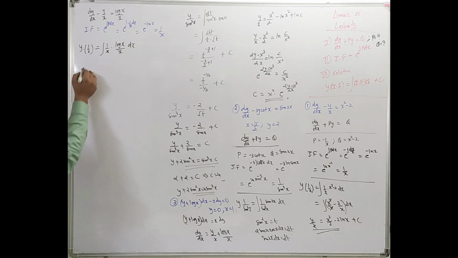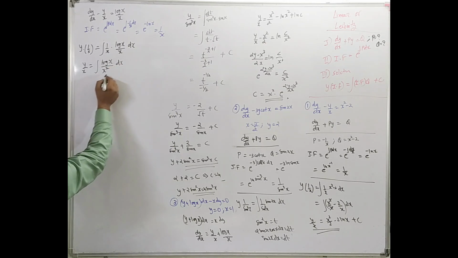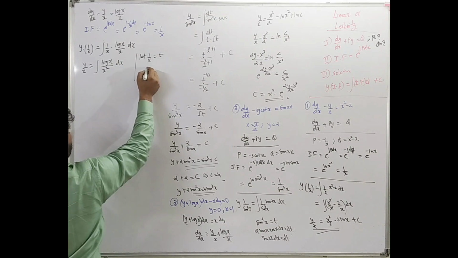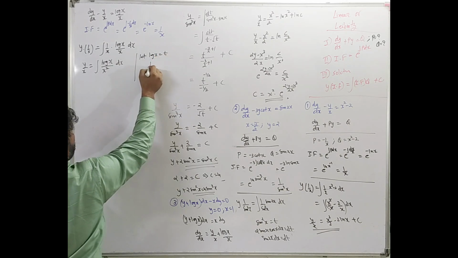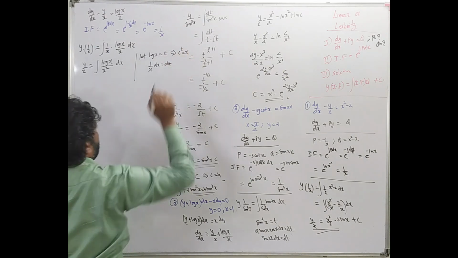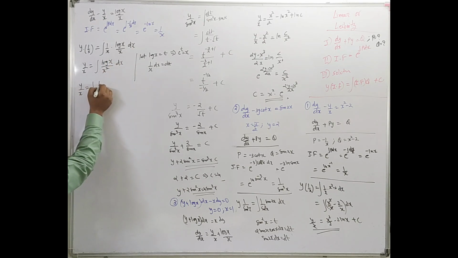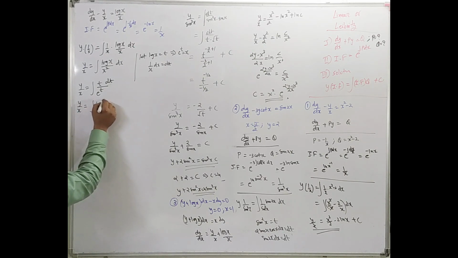Here we'll use the method of substitution. To solve this, let log x be equal to t, so 1 by x dx is equal to dt, and from here e to the power t is equal to x. So log x dx, log x is t and 1 upon x dx is dt, and one more x will remain, which will be written as e to the power t. So further simplification, e to the power minus t.